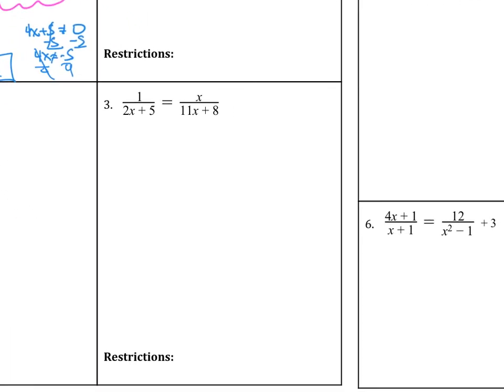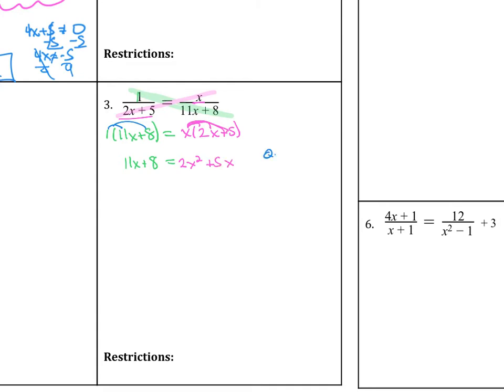We're going to solve by cross-multiplying again. I'm going to multiply these together, and then I'll multiply these together. So this is going to be 1 times 11x plus 8, and that's going to equal, I'm going to do the x first, x times 2x plus 5. Then we distribute. On the left side, it's the same, so it's still 11x plus 8. And then on the right, we distribute. Notice we're going to get 2x squared plus 5x.